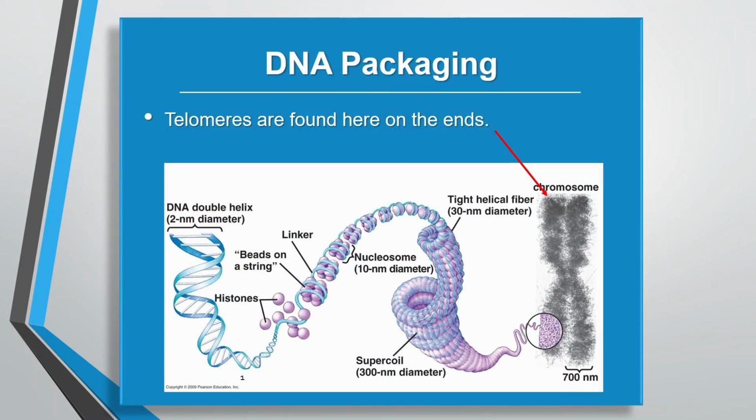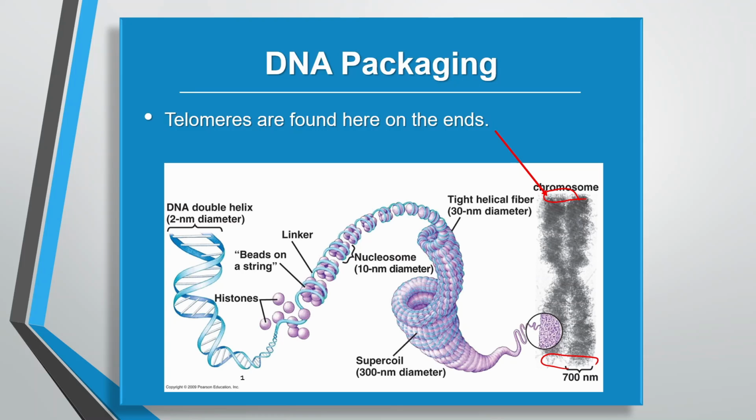But not only that, you must also account for the structures of all the ends of the DNA. And for that, you must understand telomeres. Telomeres would be found here on the ends, as this arrow is pointing out. So we're talking about the ends, right? On those ends, you're going to find telomeres. They're the DNA regions at the ends of the eukaryotic chromosomes that contain sequences of direct tandem repeats.